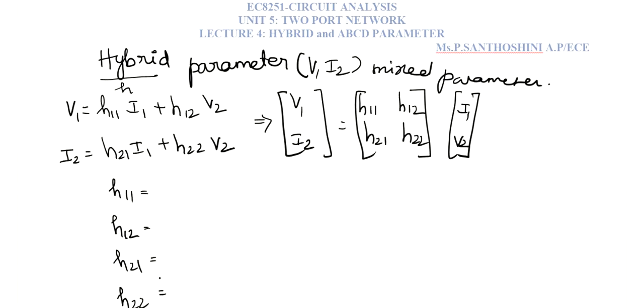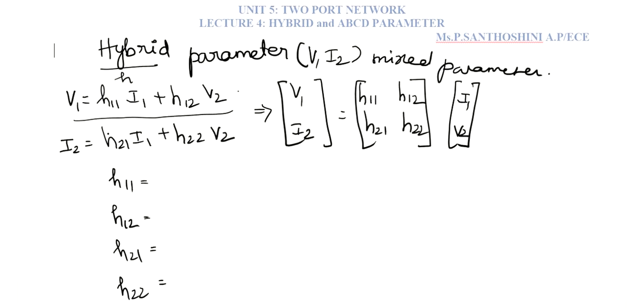Okay, now the hybrid parameter combination. Look at the equation. Previously we saw impedance and admittance, which is a normal thing, but here we are going to see a different concept, because impedance and admittance we studied from Unit 1 to 4. It is a hybrid parameter, also called mixed, because it is a combination of voltage and current.